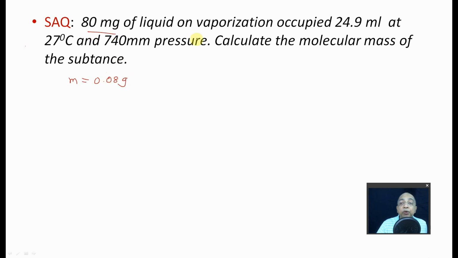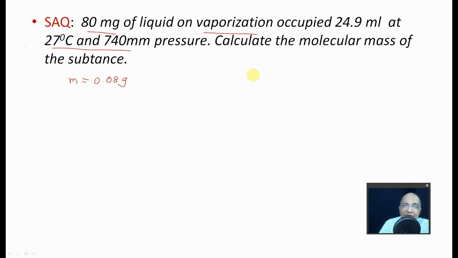80 milligram of a liquid on vaporization occupied 24.9 ml at this temperature and this pressure. I think a similar kind of problem we have done using Victor Meyer's method. That means on vaporization it displaced 24.9 milliliter of air at this temperature and pressure.